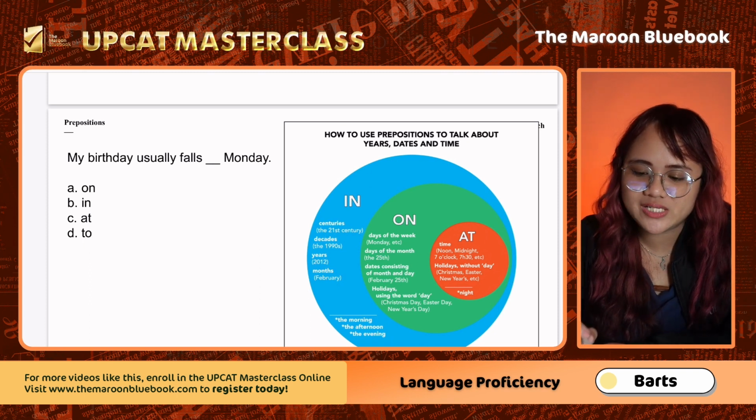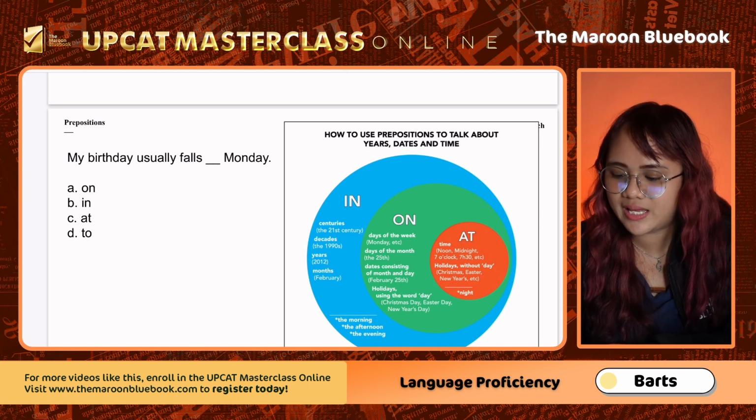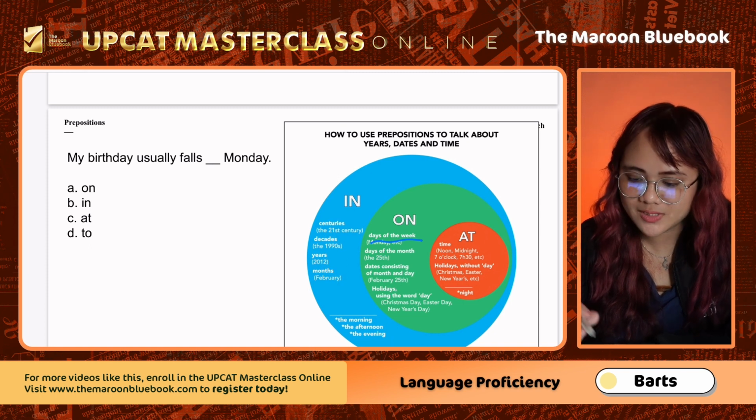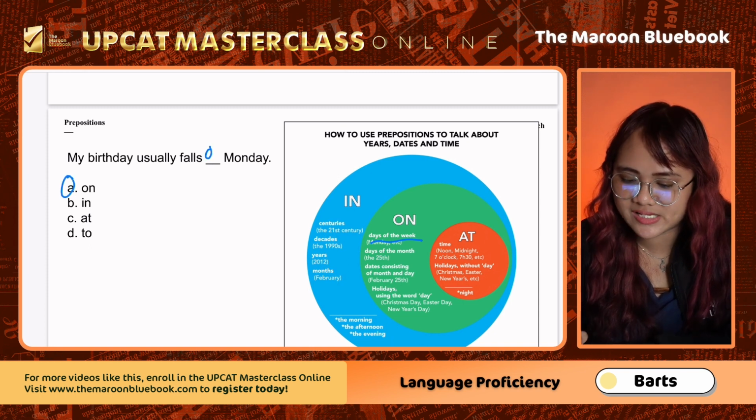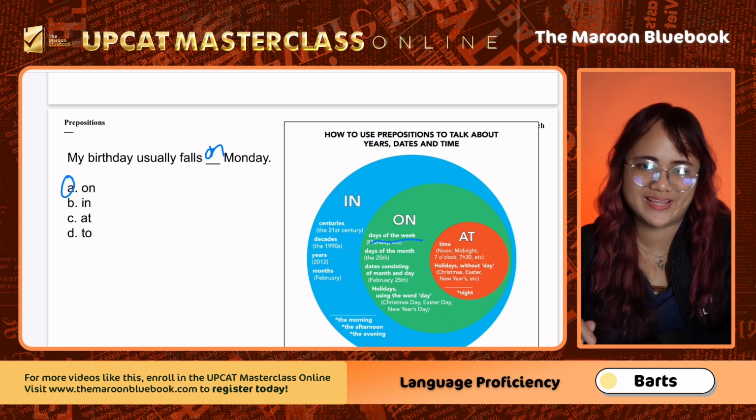So as for this question, my birthday usually falls blank on Monday, days of the week. Therefore, we're gonna use on as a preposition. My birthday usually falls on Monday.